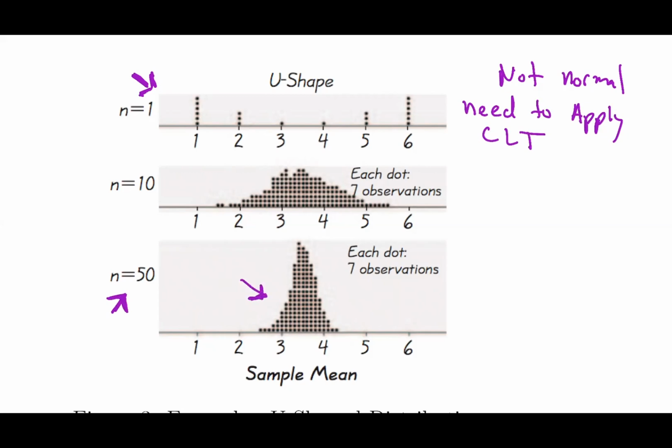Cool. All right, so let's look at this one when n is equal to 50. Based off of this drawing, is it normal now? Yes. Yeah, so it is normal now. So since now it is normal, we could say this is approximately normal because of the central limit theorem.